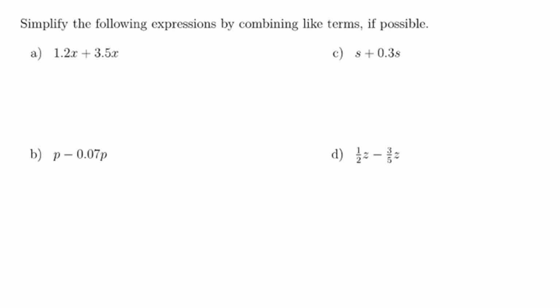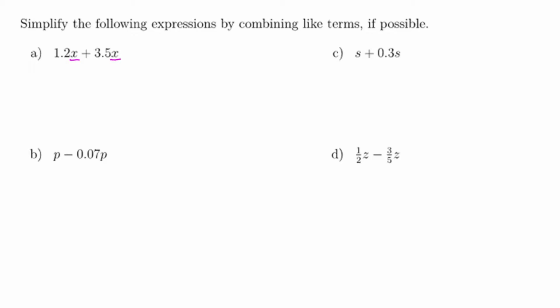We have the expression 1.2x plus 3.5x. The first thing we want to recognize is that the two terms here are like terms, as they both have the variable x, and it doesn't have an exponent or anything that would make them unlike terms. So what we need to do then is combine their coefficients.